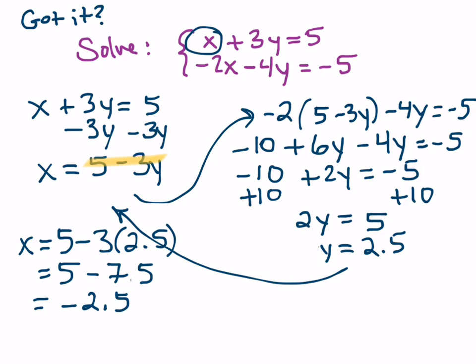All right, so your solution, you can leave it like that if you want to, or as an ordered pair, a point is negative 2.5, 2.5.